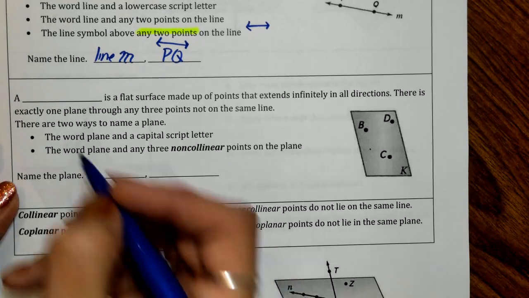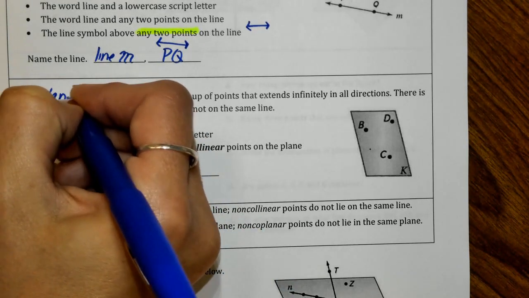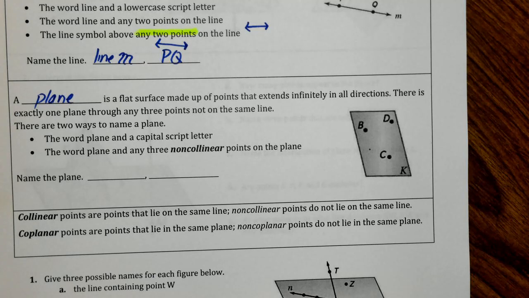Next, we're going to talk about a plane. A plane is going to be a flat surface. It's going to be made up of a bunch of points. It's going to go in two dimensions continuously and never stops. There's exactly one plane through any 3 points. If you have 3 points floating around, you have one plane that will connect all 3 of them together.